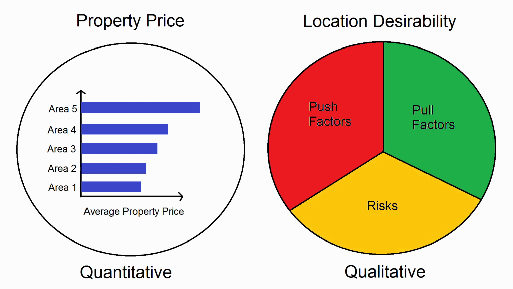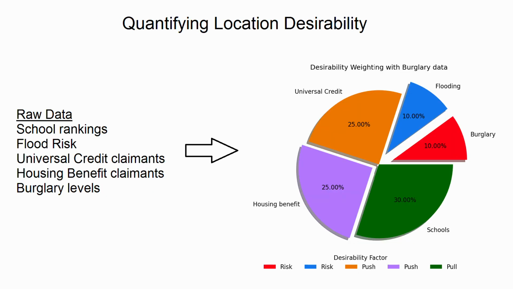And a risk factor is something that might happen but makes people not want to live in an area. For instance, a flooding risk. Since location desirability is subjective, it's not possible to measure it in a way in which everybody agrees with. However, the location desirability metrics here are meant to represent what an average person might consider when choosing an area to live in or invest in.